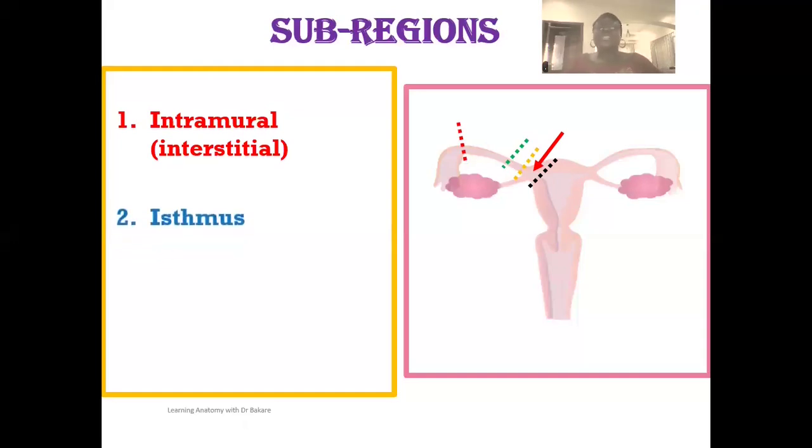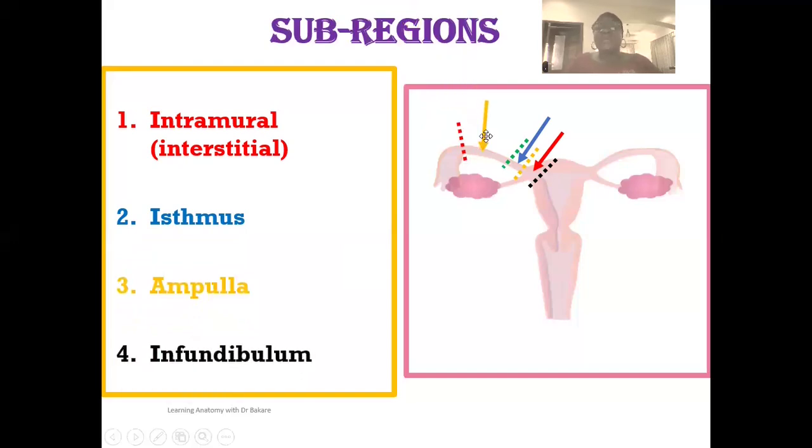Then the next region is the isthmus. This isthmus is what is arrowed here in blue. This is the next region. And after this region, we have the ampulla. This is the ampulla arrowed here in yellow. Then finally, we have the terminal end that is referred to as the infundibulum. So these are the four sub-regions of the uterine tube or the oviduct. And this is what we've tried to highlight here in this image.